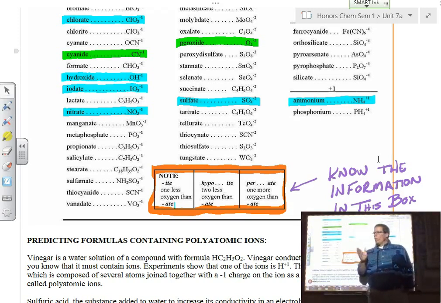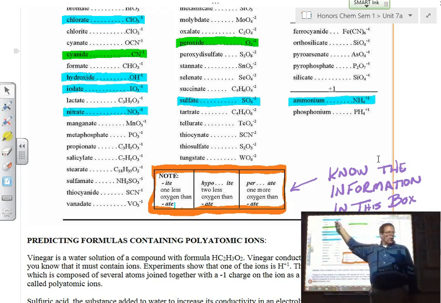Okay, it ends in what? ATE. If it ends in ATE, it's generally one of the polyatomics that was given to you. However, I can take an oxygen away, or I can take 2 oxygens away, or I can add an oxygen. When I do that, or when nature does that, the charge remains the same. That's important. The charge will not change when you take away oxygens or add oxygens. However, the name will change and its chemical property will change.